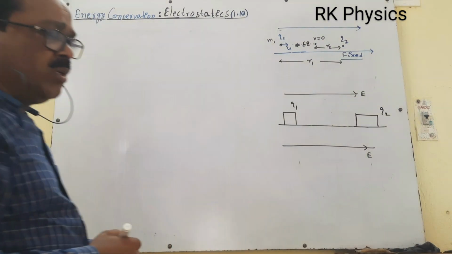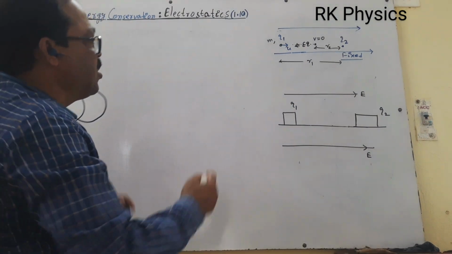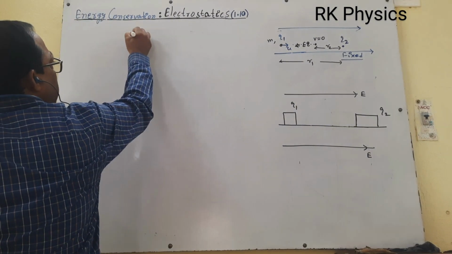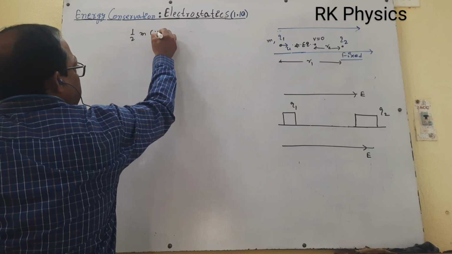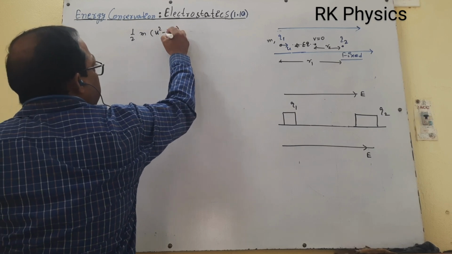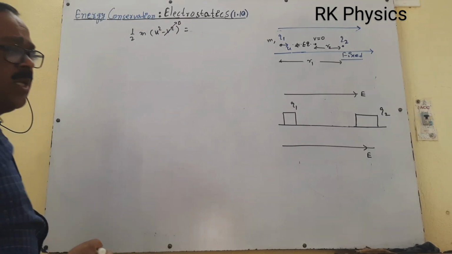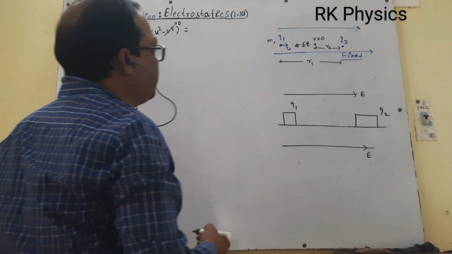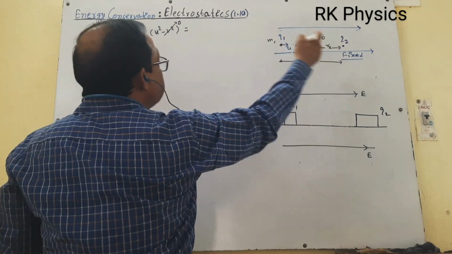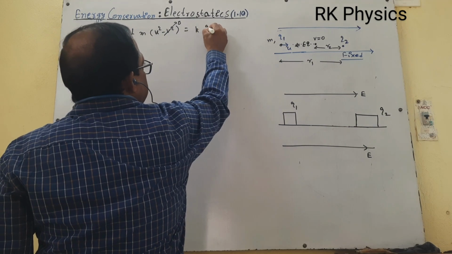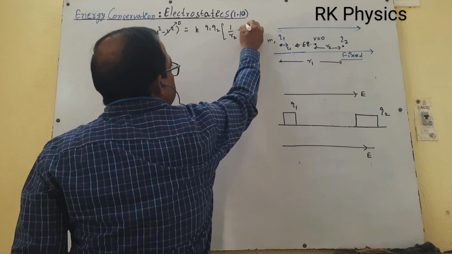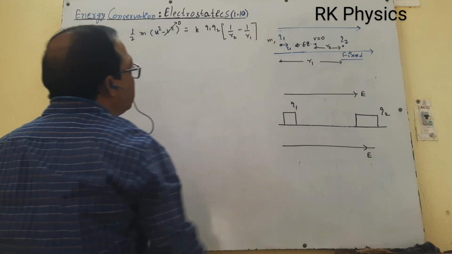So in this case, to find out the kinematic or dynamic properties, you can use energy conservation. That means the loss of kinetic energy, half m (u square minus v square), where v is 0, the final velocity. The loss of kinetic energy equals the gain in electrostatic potential energy, that means k q1 q2 (1 by r2 minus 1 by r1), where r2 is the final distance and r1 is the initial distance. So this is your value.